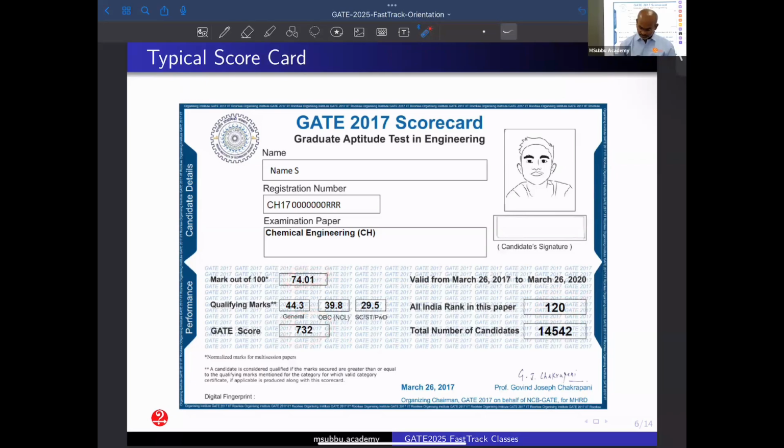Yeah, everything is for chemical engineering. This is 14,500 chemical engineering students who appeared, and this student got 120th rank, and these are the qualifying marks. This is 732 out of 1,000. Actually, the mark is for 100. They again normalize and give this. Sometimes in the next year the same all India rank will have a different score. So in that case, this GATE score will be considered, or it may have a different usage.